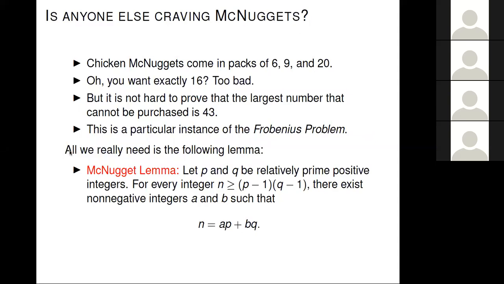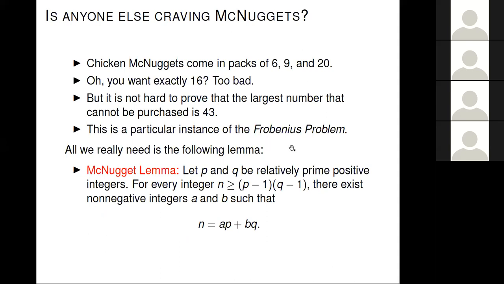Chicken McNuggets, you know, they come in packs of 6, 9, and 20. So if you want exactly 16, you're out of luck, right? You can order 2 packs of 9, or you can order a pack of 6 and a pack of 9 and get 15. But you're not going to get exactly 16, right? But it's not hard to show that the largest number that you can't purchase is 43, right? So this is a particular instance of what's called the Frobenius problem.